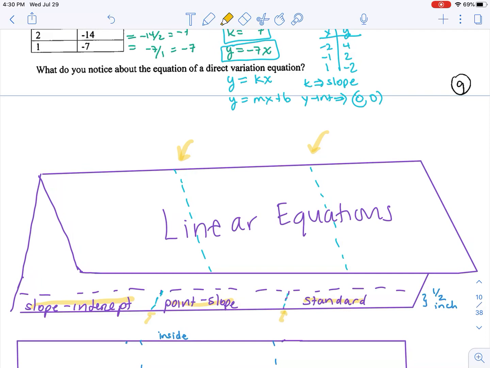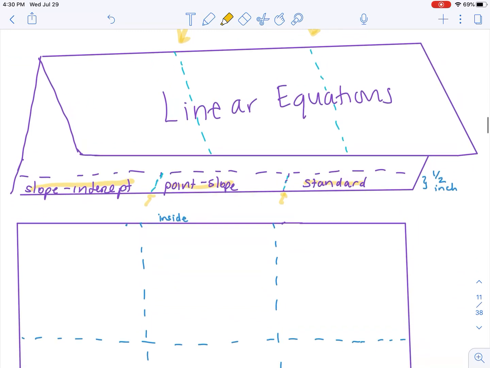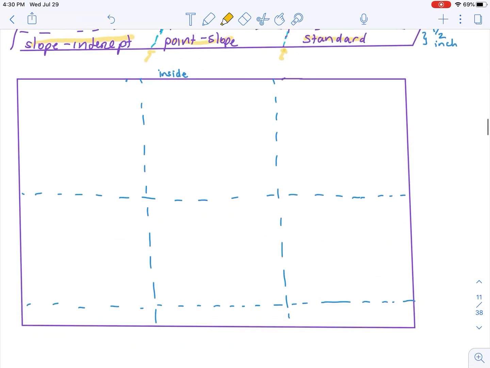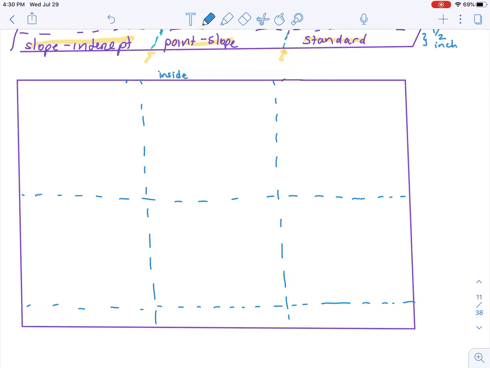And once you have that complete, go ahead and open up your graphic organizer. And those fold lines are going to be what you see here. And at the bottom, you should see the titles slope-intercept form, point slope form, and standard form. And then within each one of those 6 boxes, we'll fill it out with equations to know and examples.